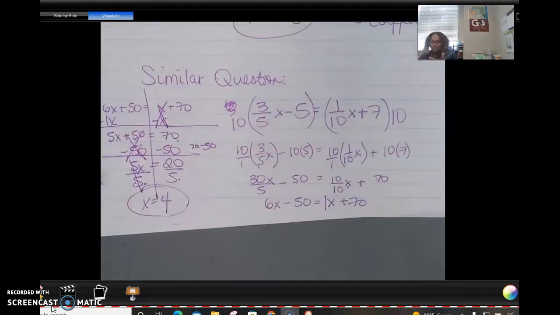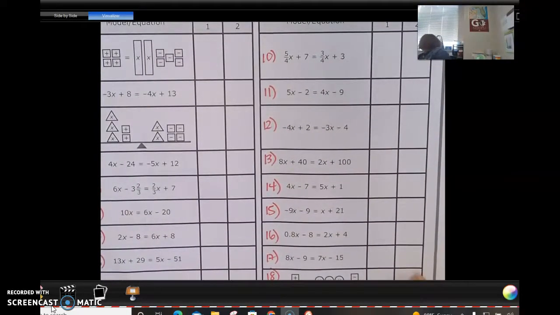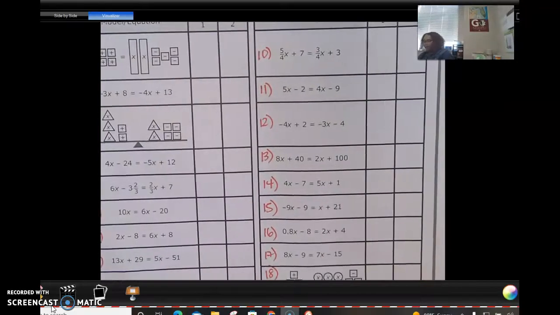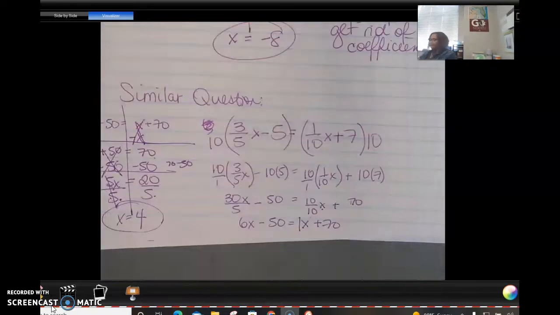That's a similar question. Another question that we can go over. 11. All right, cool. Let's do 11. This is like your homework. 5x minus 2 equals 4x minus 9. Let me go to my scrap paper.